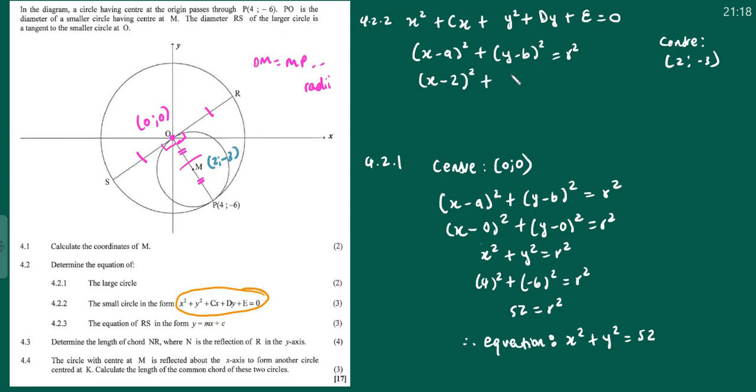And then, I'm not making a mistake, right? Negative 3. So we should get x minus 2 all squared plus y plus 3 all squared is equal to r squared.